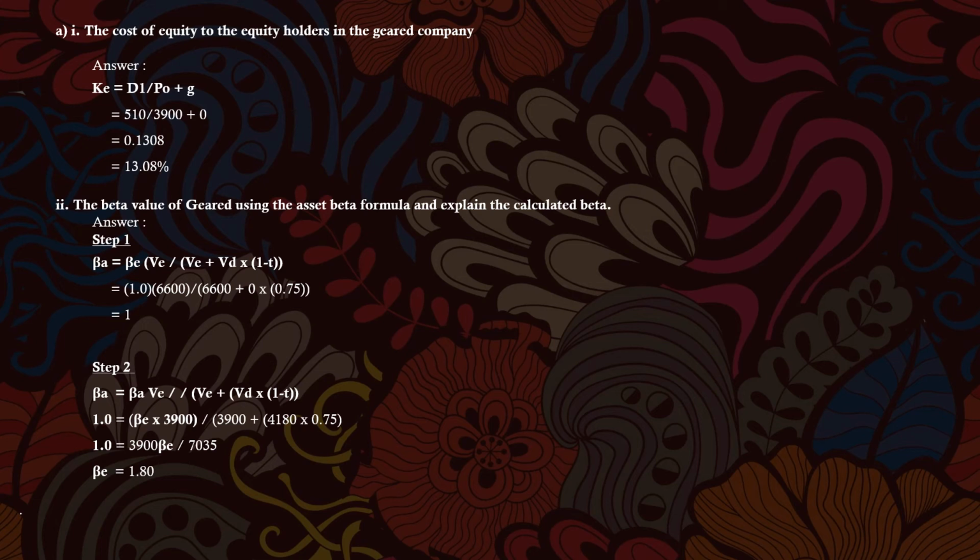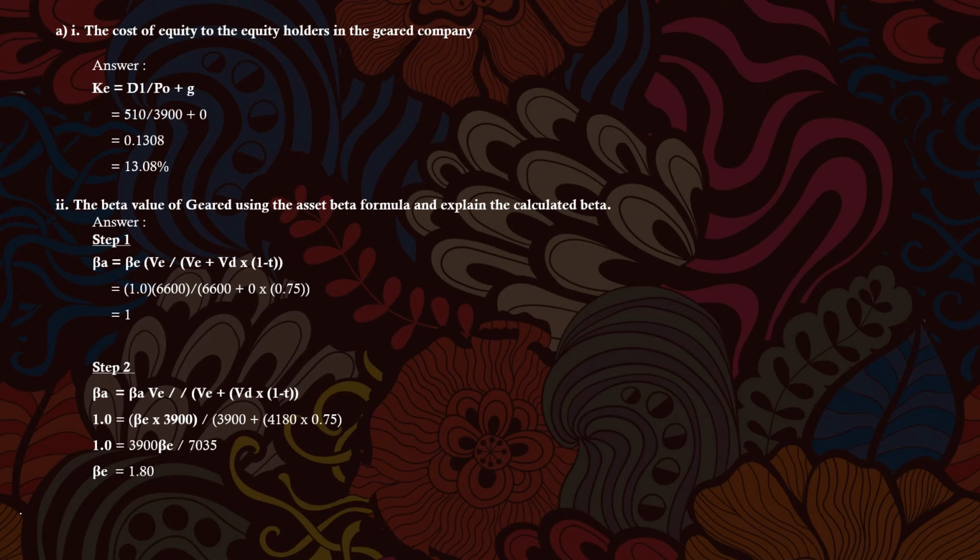The second requirement is to calculate the beta value of the geared company using the asset beta formula and explain the calculated beta. To answer this question, we use the beta formula where beta equity is multiplied by the value of equity divided by the sum of the value of equity plus the value of debt times 1 minus tax. So we get 1.80.